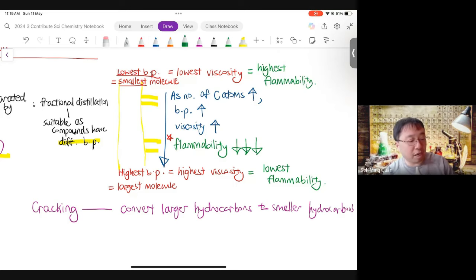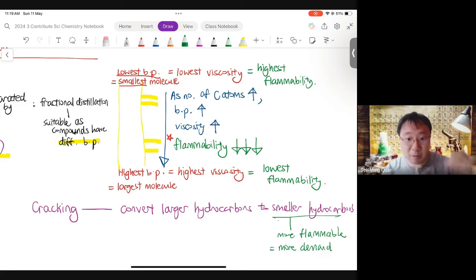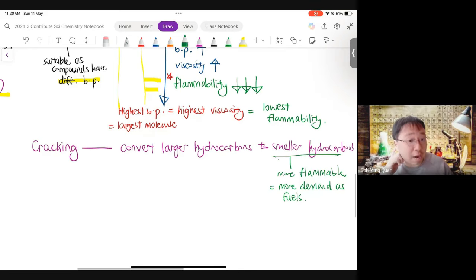Why is this important? Because this is more flammable. Smaller means more flammable. More flammable means more demand. People want to buy it. People will spend money on it. More demand as fuels. Okay, so the idea is how do I convert a larger hydrocarbon into a smaller hydrocarbon? Okay, and that's really important.